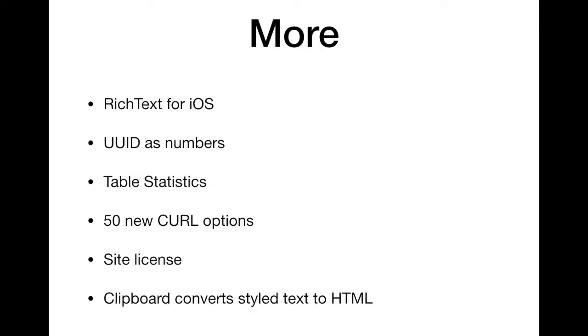And we got more in this release, like the rich text functions for iOS, so you can use formatted text with a plugin. We got the functions for the UID as numbers, so you can create them in older FileMaker versions or convert from one representation to the other.